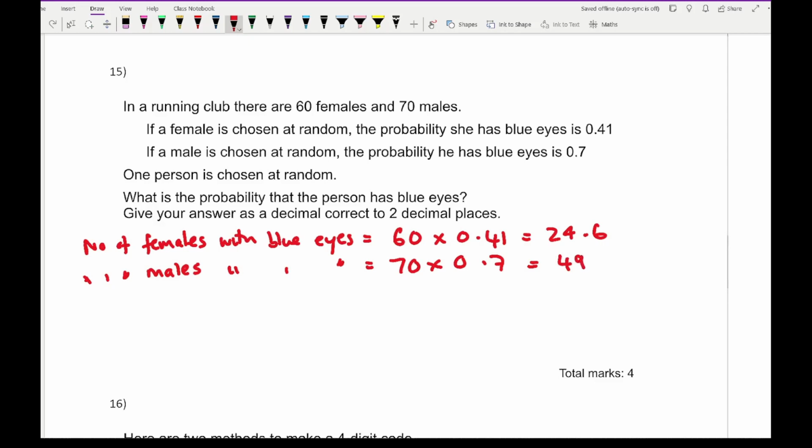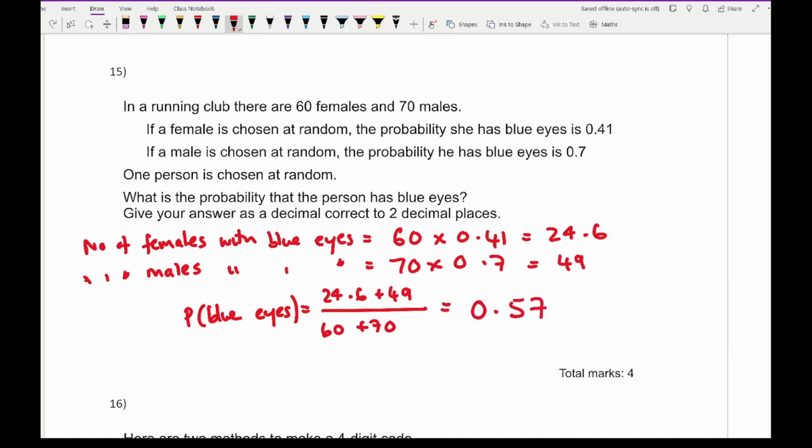So from this, the probability that they have blue eyes is going to be the total, which is 24.6 plus 49, divided by the total number of people, which is 60 plus 70. And if I type that into my calculator, I get an answer of 0.57, and that's to 2 decimal places.